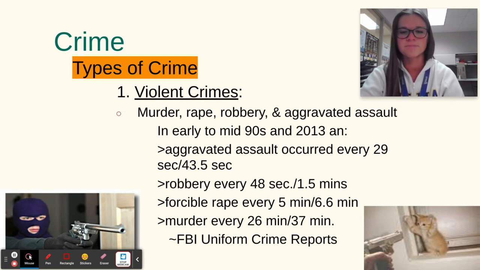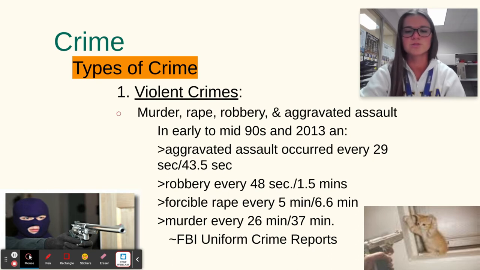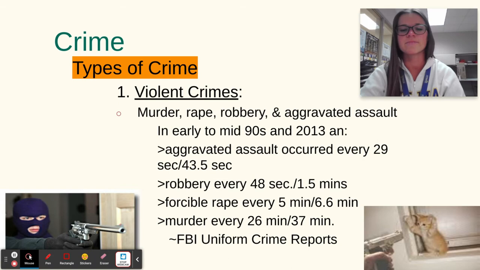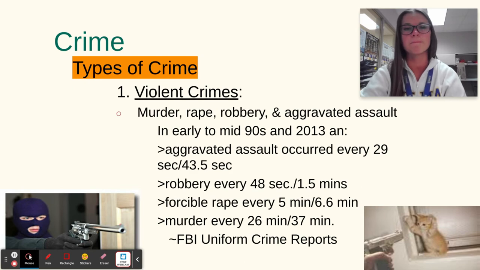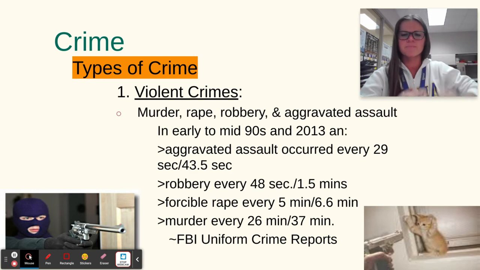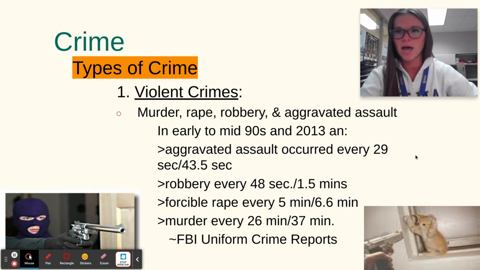43.5 seconds. Okay, a robbery every 48 seconds in the 90s, and every 1.5 minutes in 2013. A forcible rape every 5 minutes, and every 6.6 minutes in 2013. A murder occurs every 26 minutes in the United States, and every 37 minutes in 2013. And these statistics are from the FBI Uniform Crime Reports. Okay, but violent crimes: murder, rape, robbery, and aggravated assault.